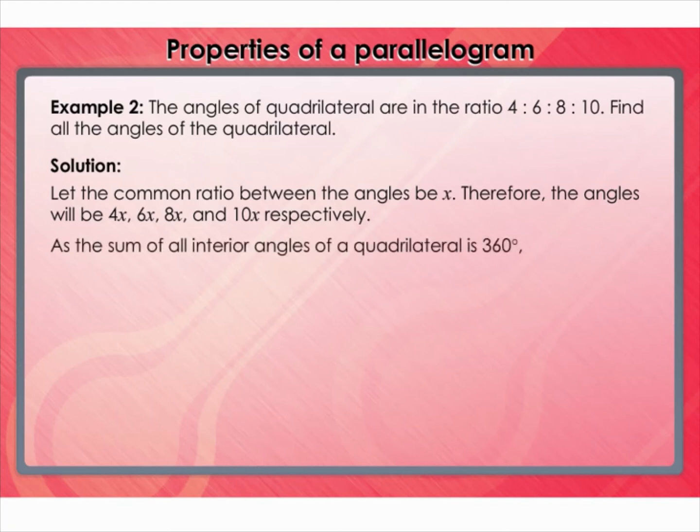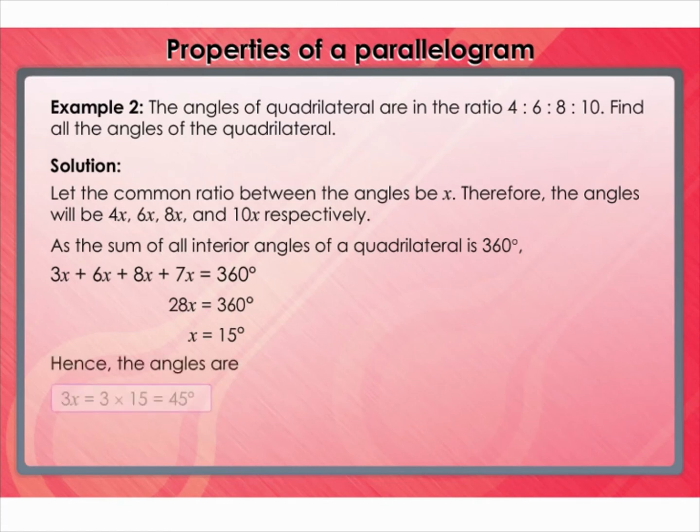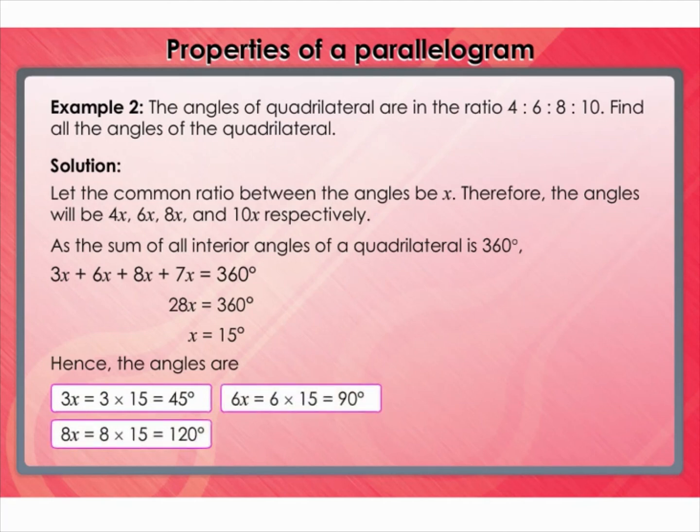As the sum of all the interior angles of a quadrilateral is 360 degrees, therefore, 4x plus 6x plus 8x plus 10x is equal to 360 degrees. On simplifying, we get x is equal to 15 degrees. Now substitute the value of x. Hence, the angles are 60 degrees, 90 degrees, 120 degrees, and 150 degrees.